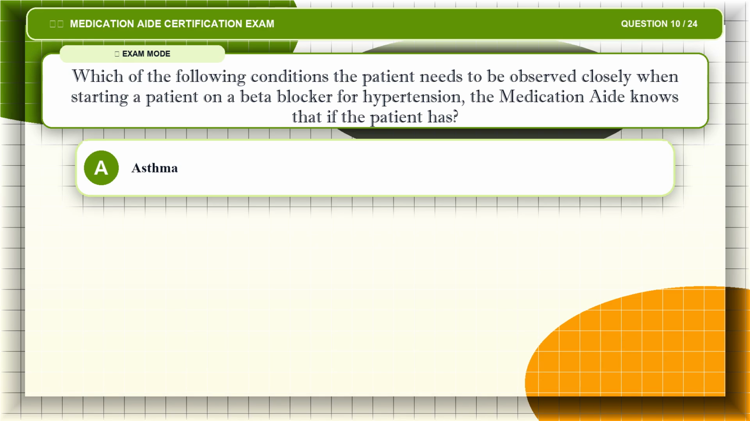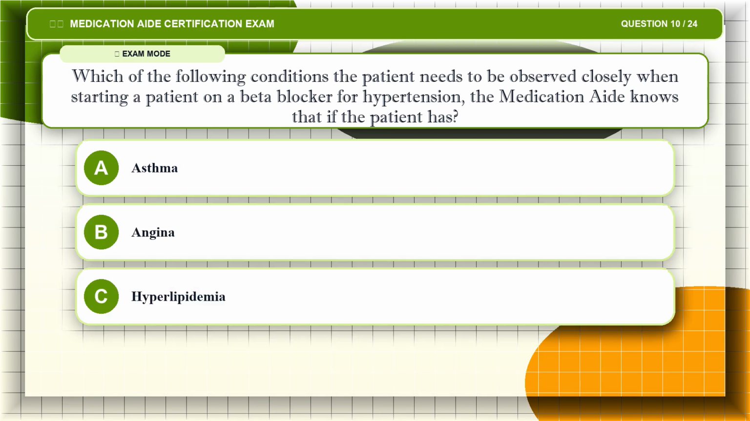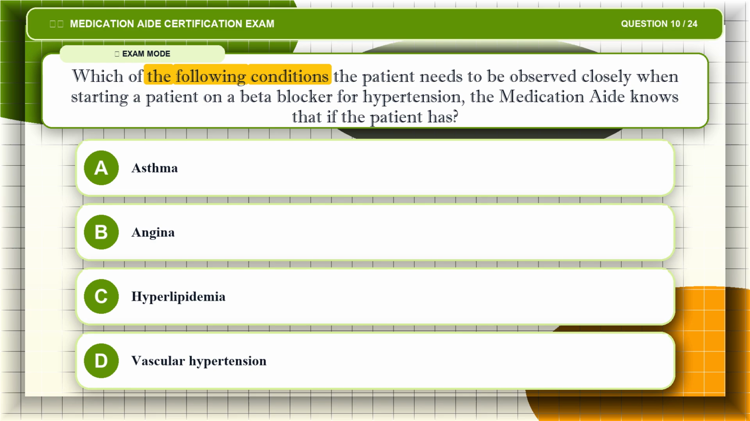Question 10. Which of the following conditions needs the patient to be observed closely when starting a patient on a beta blocker for hypertension? The medication aid knows that if the patient has option A, asthma, option B, angina, option C, hyperlipidemia, option D, vascular hypertension.